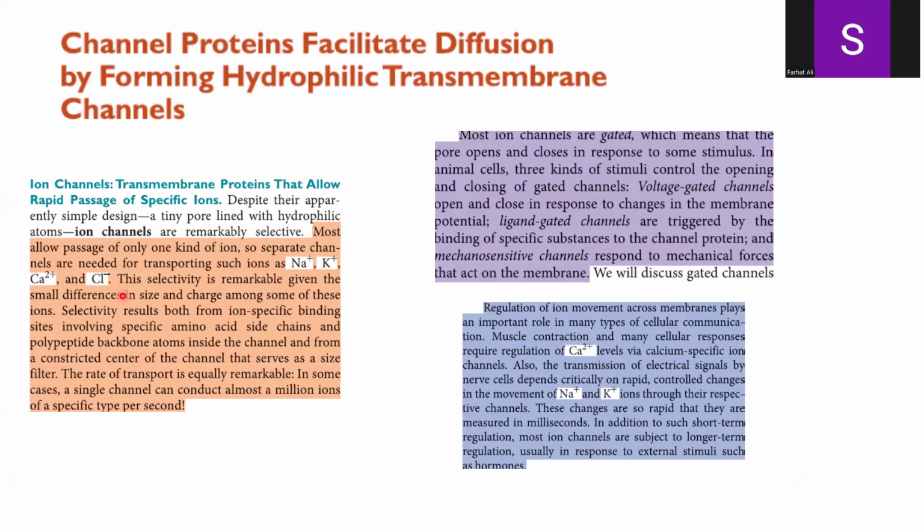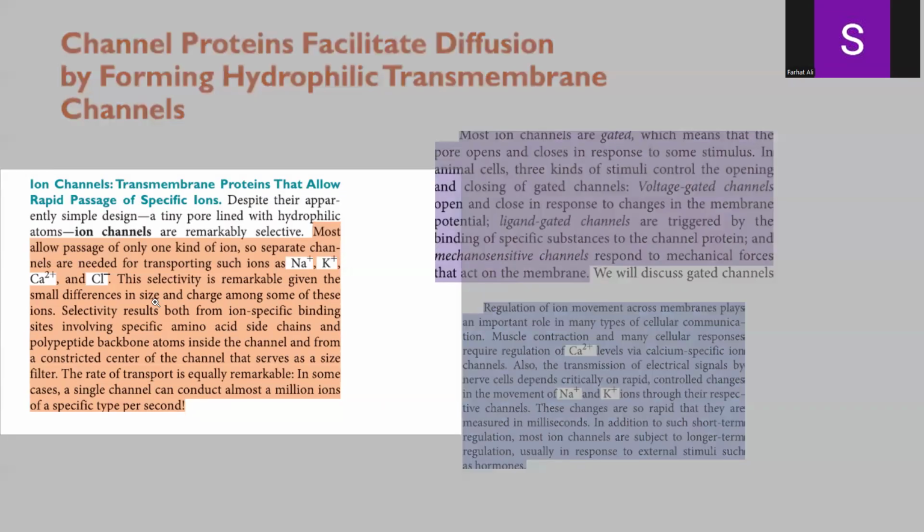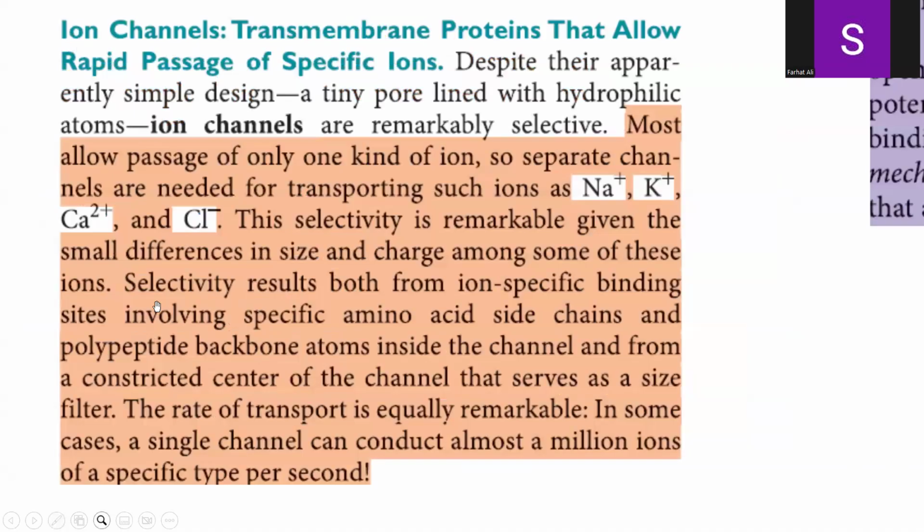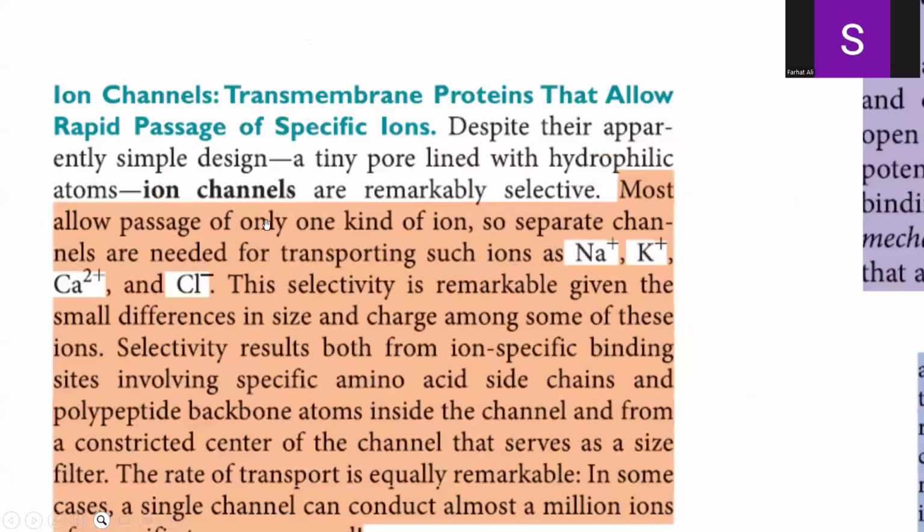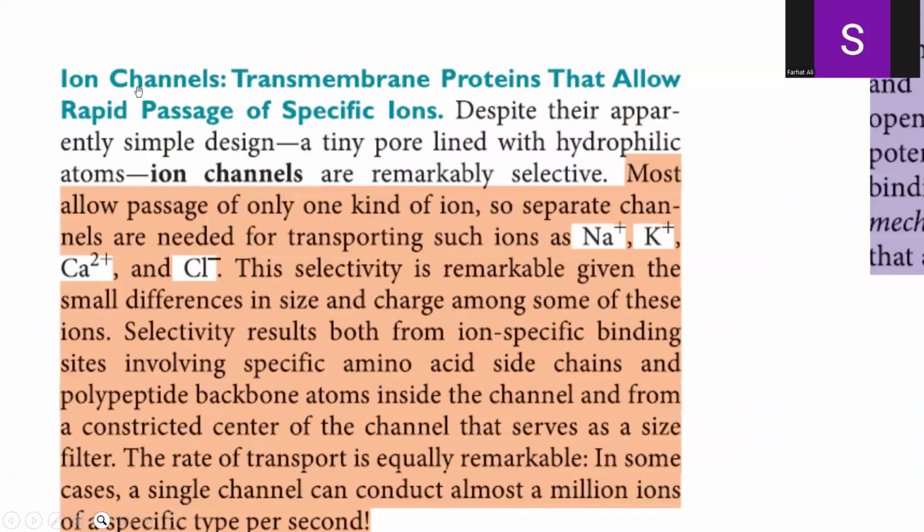The channel proteins actually form a hydrophilic transmembrane channel. In this manner, the solute molecules can be transported across the membrane. One type of these channel proteins are the ion channels. Ion channels are specific for the transport of different types of ions, for example, sodium, potassium, calcium, chloride, and so on. So these specific types of ions are transported by specialized types of ion channels.